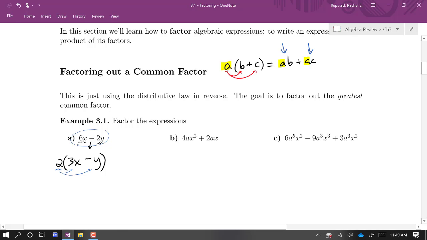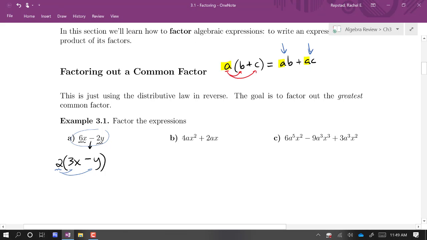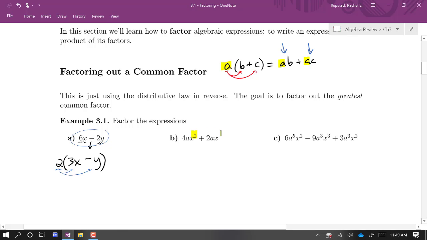In part B, we have 4ax squared plus 2ax. You might be looking at this and say, oh, both those coefficients are even, so I could take out a 2, and that's true. But you can also take out an a, and they also have an x in common. You'll notice one of these terms has an x squared, and the other one just has an x to the first. So when you're taking out the greatest common factor, and you have different exponents, you always take out the least power. That's what they have in common.